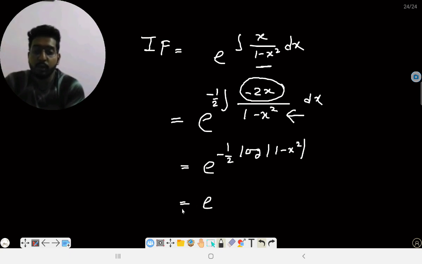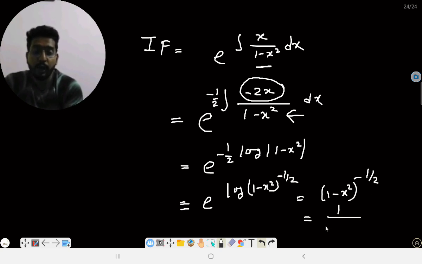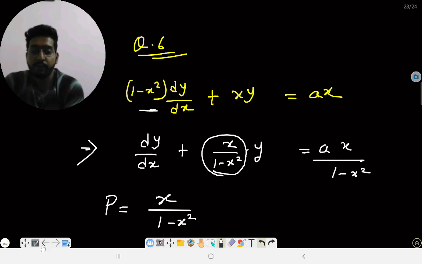Now that means e to the power log (1 minus x square) whole to the power minus half, and e and log together, that means (1 minus x square) whole to the power minus half, that means 1 by root over of 1 minus x square. So that will be the integrating factor. Done. So this is the first step.